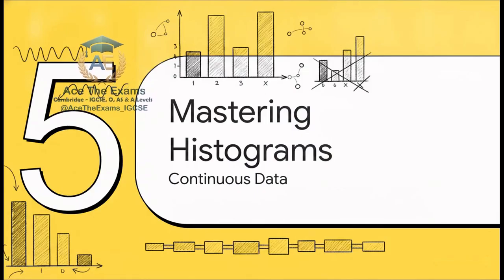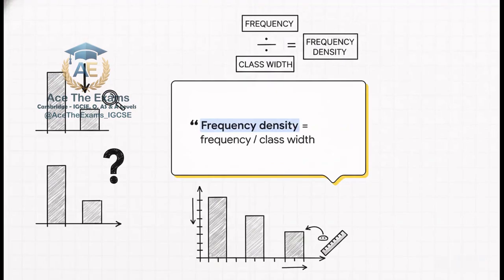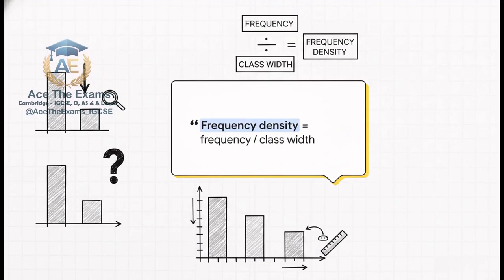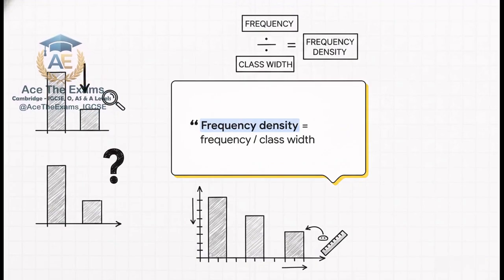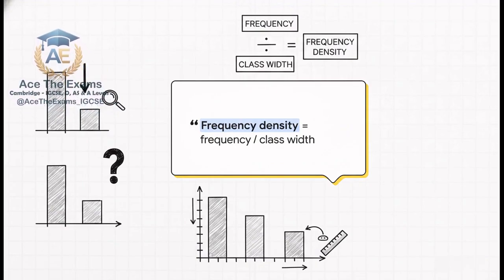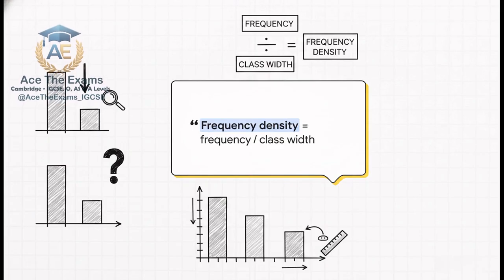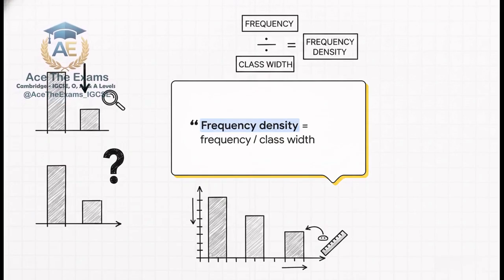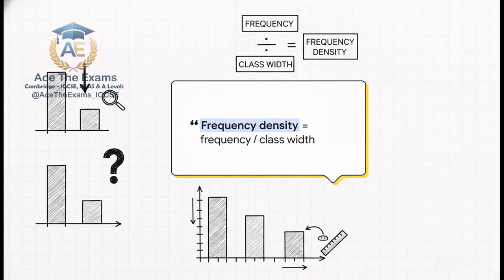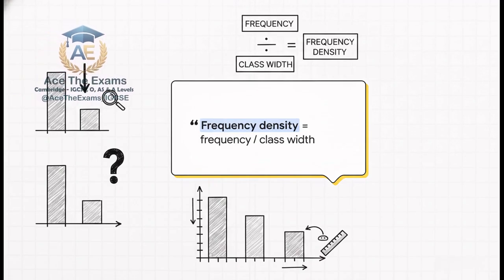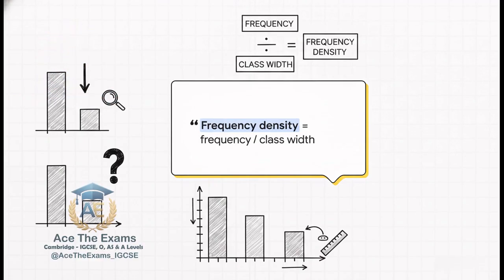Finally, the boss level. Section 5, Mastering Histograms. Histograms are the final and perhaps most heavily misunderstood tool in our toolkit. At first glance, they look exactly like bar charts, but I assure you they operate under entirely different rules. Histograms are specifically designed for continuous grouped data, where the groups or class widths are not all the same size.